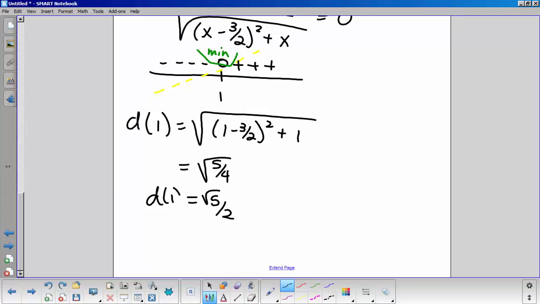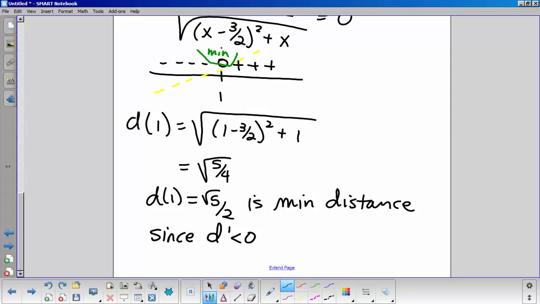So the distance at 1 is a minimum distance since d prime went from less than 0 to greater than 0 when x equals 1. Press F10, please.